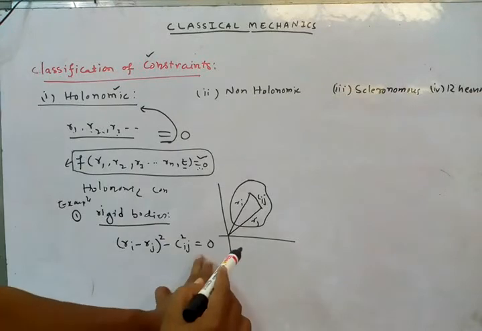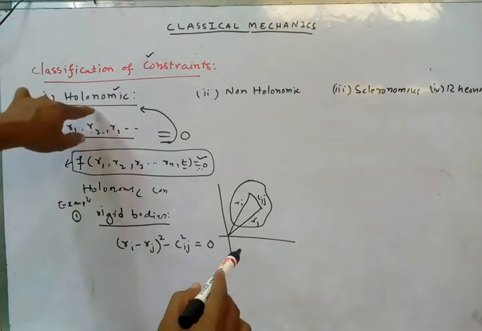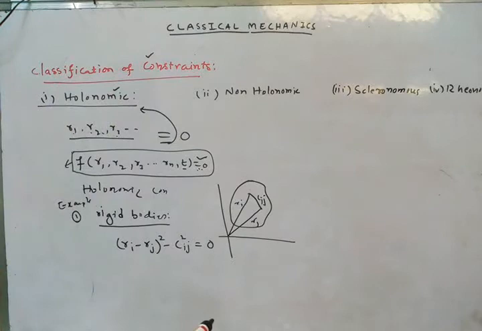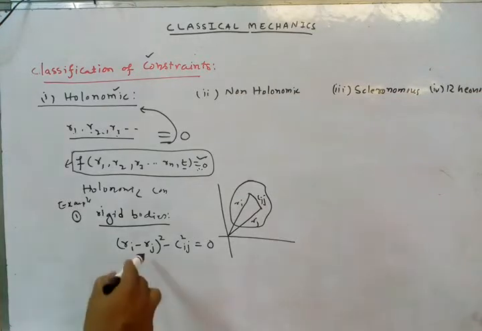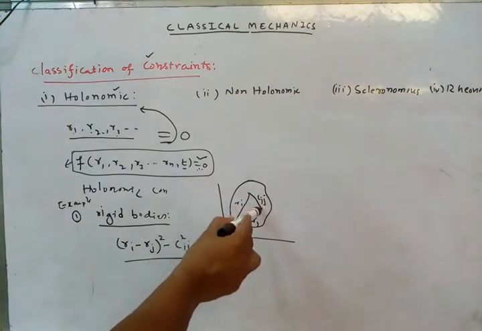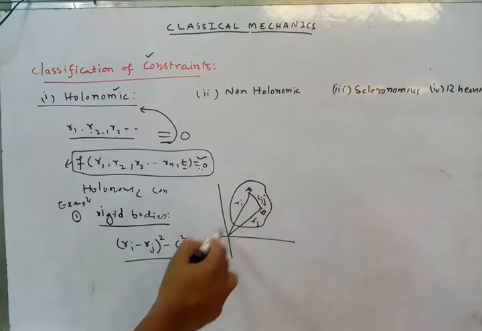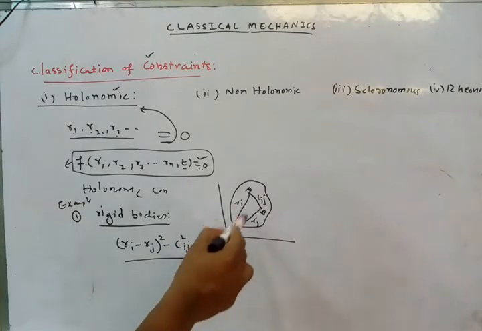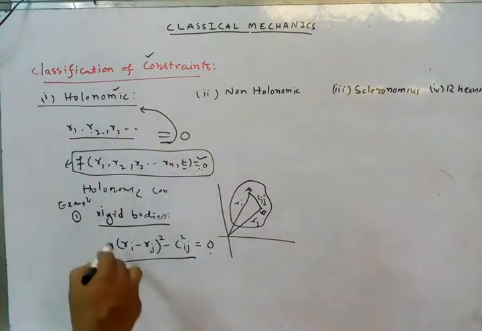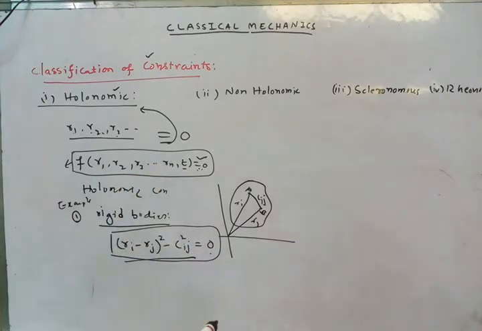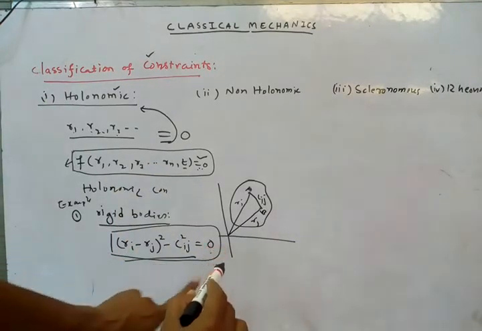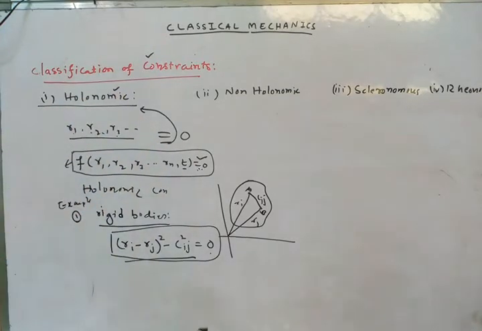This equation we are equating to 0. Then the constraint is called a holonomic constraint. What is this equation? The distance between these two particles is equal to cij. The distance between these two particles is not changing, it is fixed. This is the distance between two particles of a rigid body. So we are equating to 0, and we can conclude that it is a holonomic constraint.